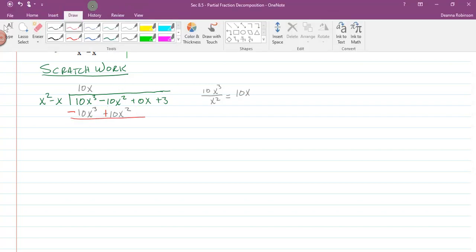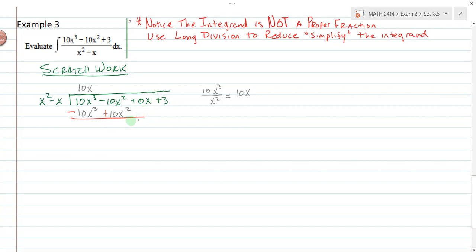And that's going to give us, well, both of these terms go away, and that goes away. That just leaves us with 3. Does x squared divide into 3? No, it does not. So that last term I'm going to write as 3 over x squared minus x. So that means I can take my problem, the integral of 10x cubed minus 10x squared plus 3 divided by x squared minus x dx, and rewrite that as the integral of 10x plus 3 over x squared minus x. And don't forget your dx.